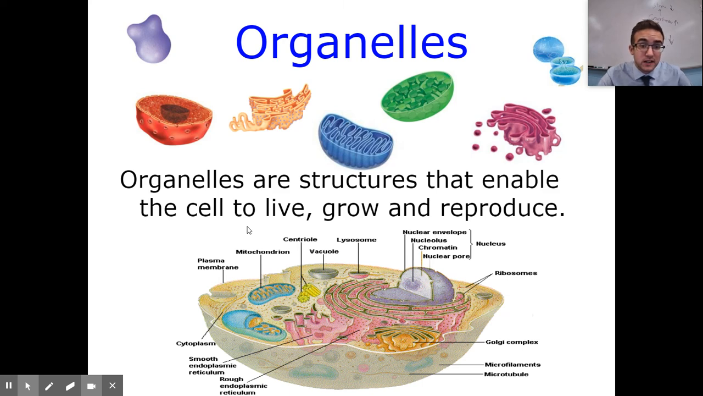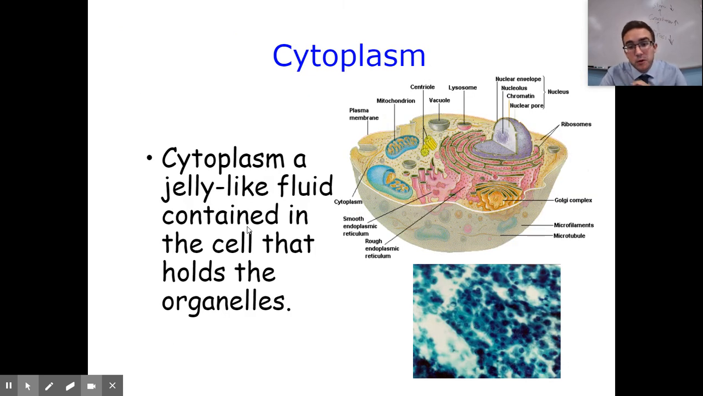Our first organelle is not really an organelle, it's cytoplasm. The stuff inside the cell isn't just floating in space. There's a jelly-like fluid that holds all the organelles more or less in place. This is called cytoplasm. Cytoplasm is what makes up the cell.